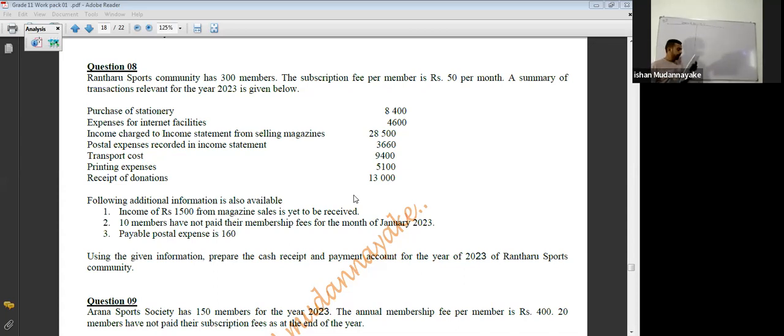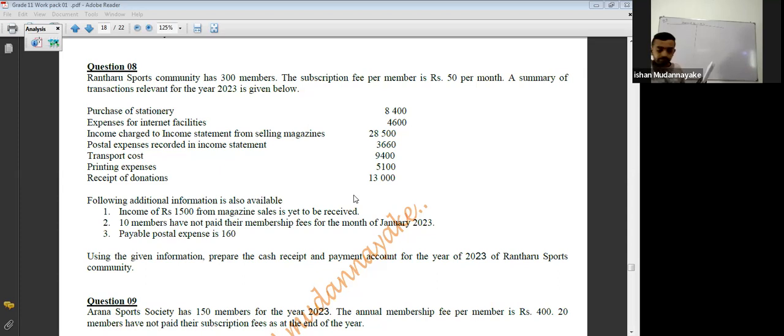A purchase of stationery 8,400, expenses for internet, income charged to income statement from selling magazines, postal expense, transport, printing, and receipt of donation. The following additional information is also available. Income of 1,500 from magazine sales is yet to be received. Second, 10 members have not paid their membership fee for the month of January 2023. Payable postal expenses 160.